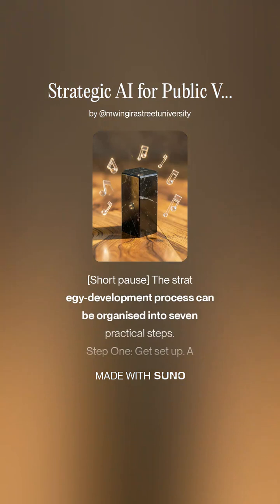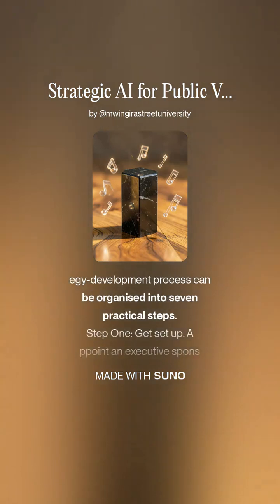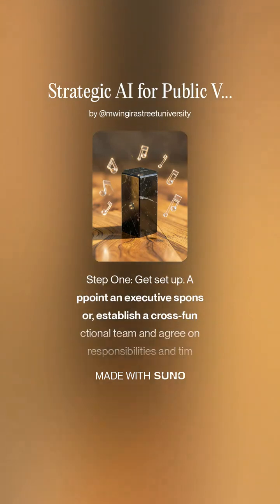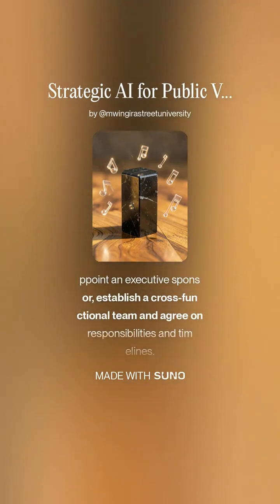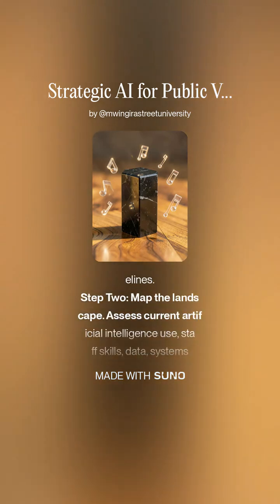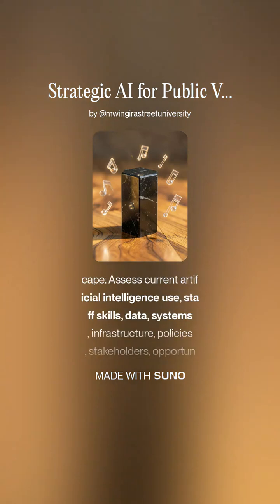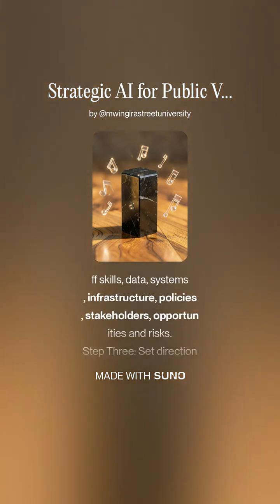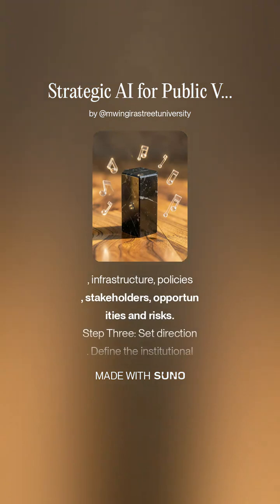The strategy development process can be organized into 7 practical steps. Step 1. Get set up, appoint an executive sponsor, establish a cross-functional team and agree on responsibilities and timelines. Step 2. Map the landscape, assess current artificial intelligence use, staff, skills, data, systems, infrastructure, policies, stakeholders, opportunities and risks.